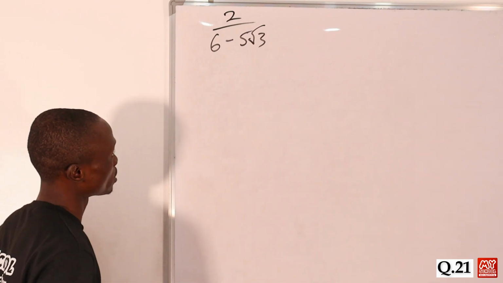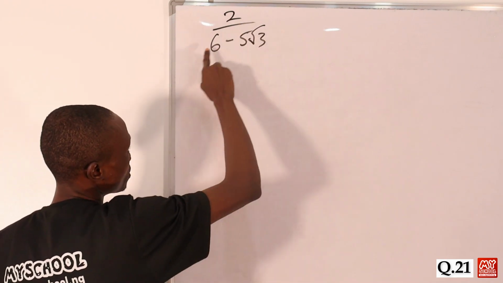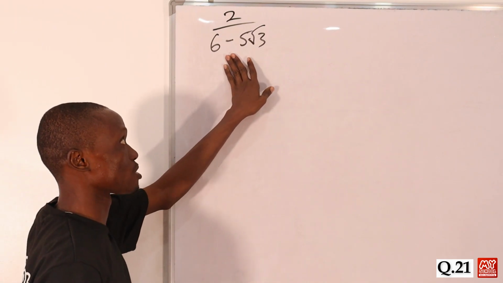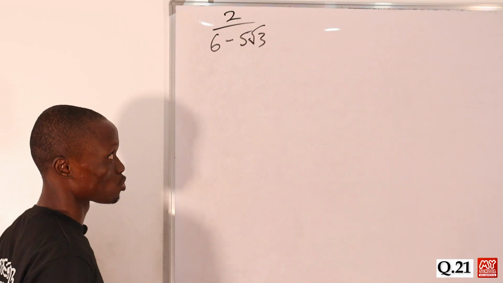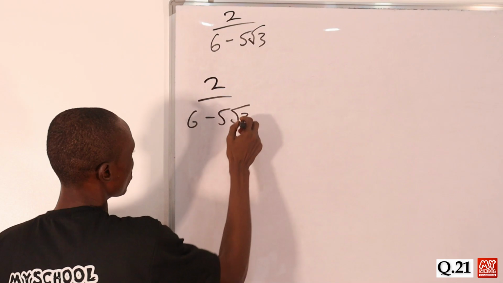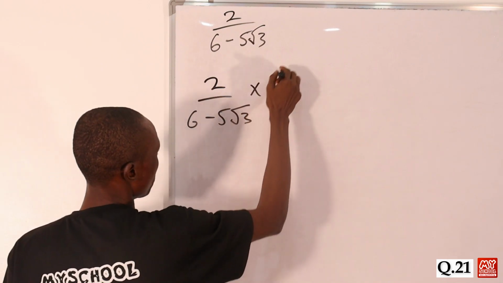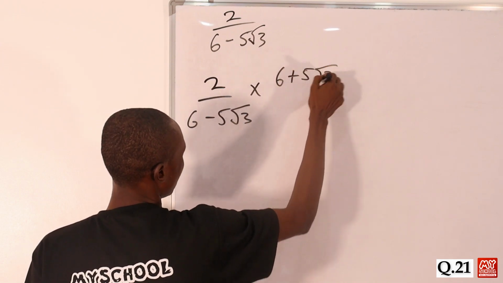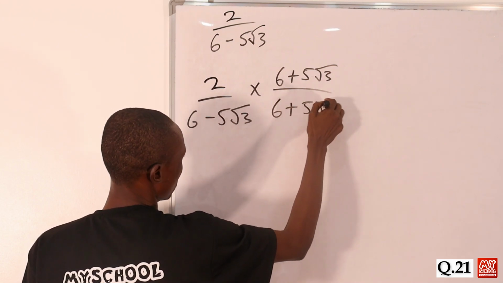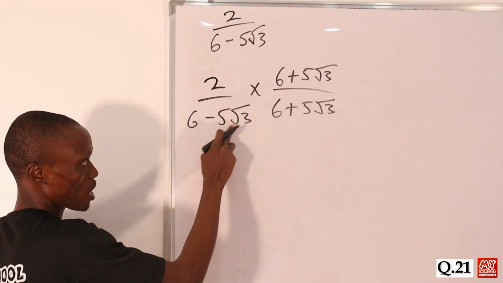Okay, so let's continue with our calculation. So we are asked to evaluate 2 divided by 6 minus 5 root 3. So the first thing to do here is to multiply by the conjugate of the denominator. So if we have 2 over 6 minus 5 root 3, the conjugate of the denominator will be 6 plus 5 root 3. So multiply the numerator by 6 plus 5 root 3, and we'll also multiply the denominator by 6 plus 5 root 3. So this 6 plus 5 root 3 is the conjugate of 6 minus 5 root 3.